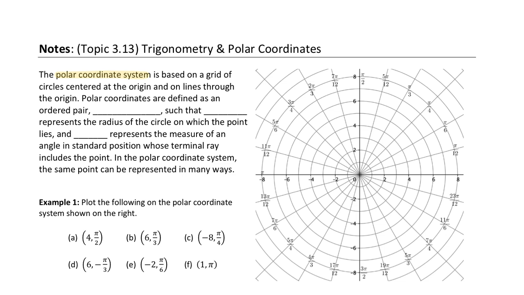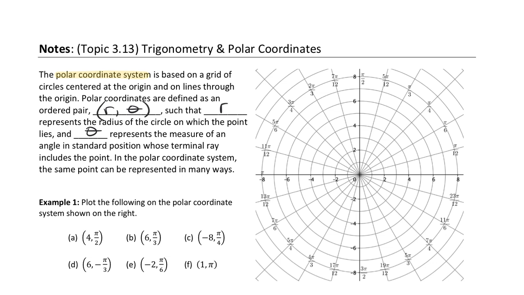It is based on a grid of circles centered at the origin and on lines that go through the origin. Polar coordinates, which is our goal today to understand how to use, are defined as the ordered pair r comma theta, such that r represents the radius of the circle on which the point is graphed, and theta represents the measure of the angle in standard position whose terminal ray includes the point.